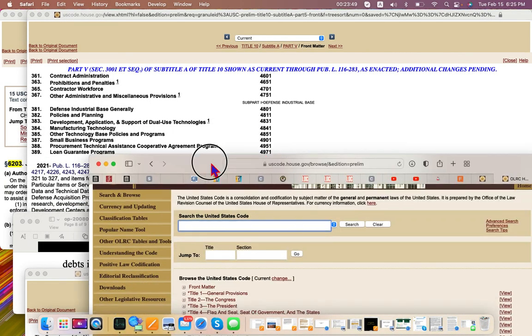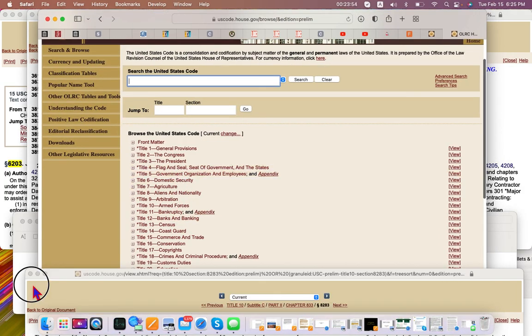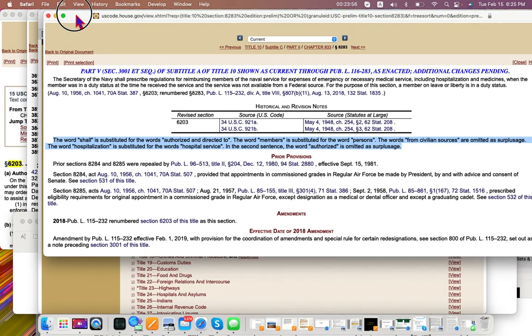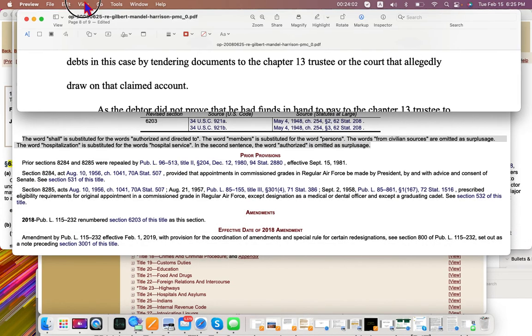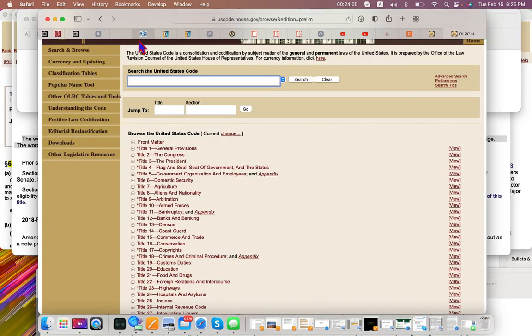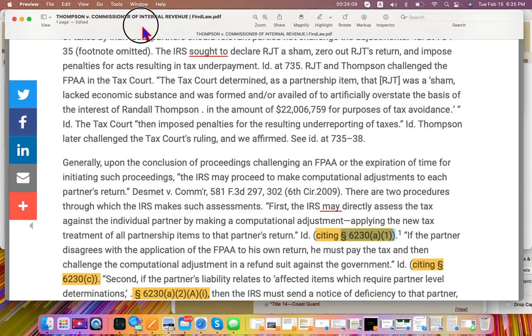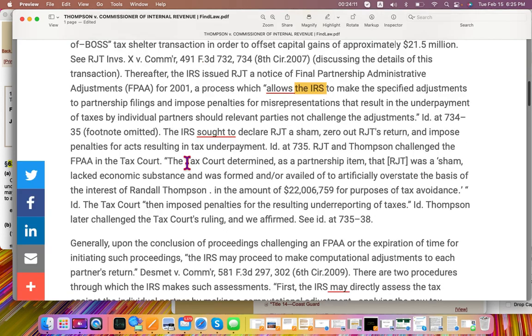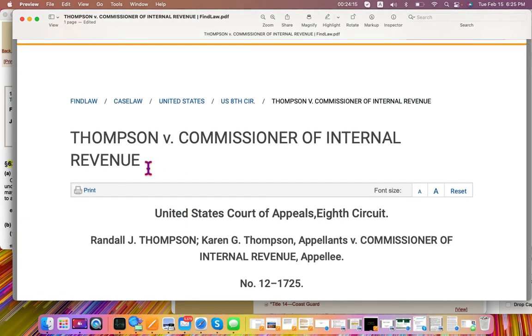Okay, so there you have that. You have a little bit more understanding of the problem we're facing and why things are not what you think they are. And when they lie to you, you can just ask them, well, show me the positive law citation for Title 26. I just want to see it. If there isn't one, then it's not a law and I'm not required to fill out the form.